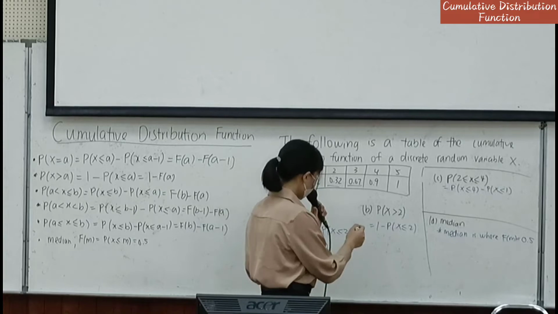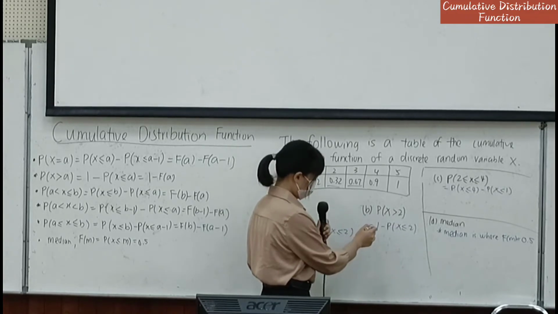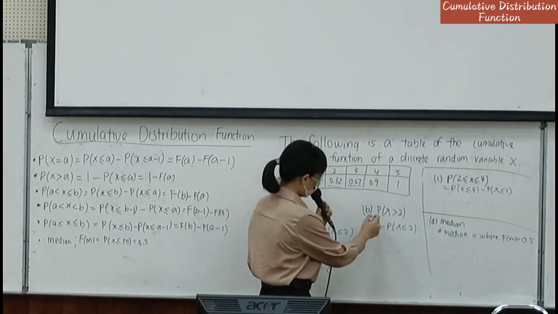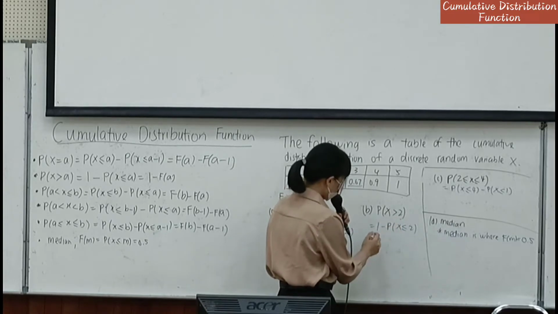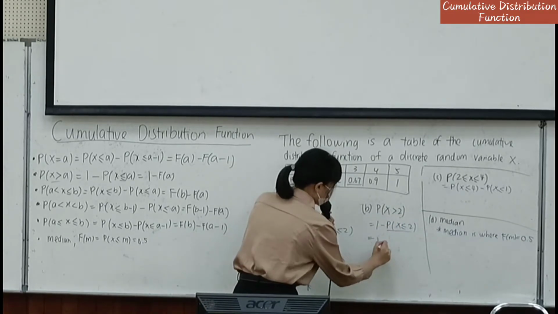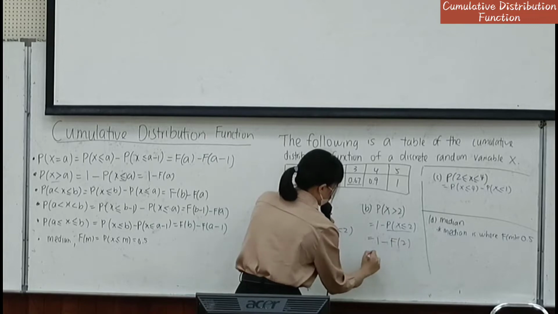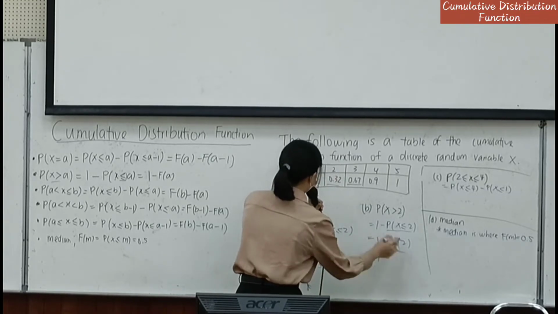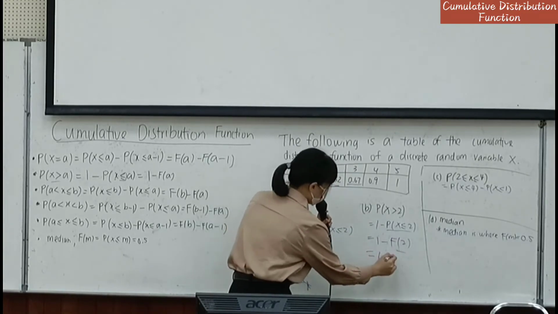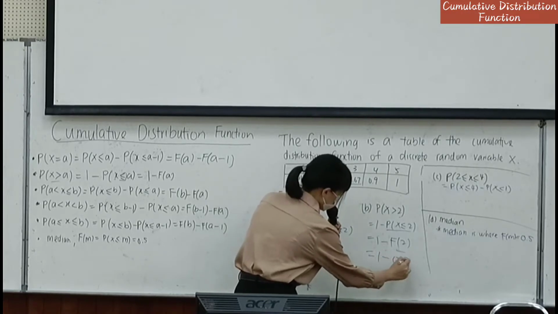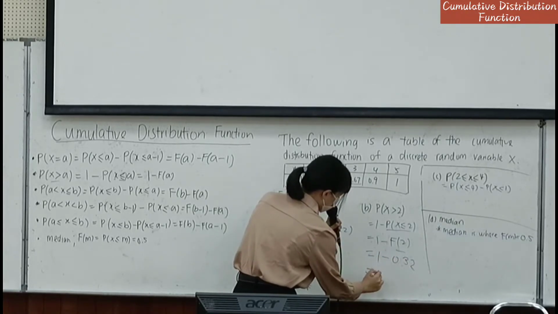The next question asks us to find the probability of x greater than 2. So we can use 1 minus the probability of x less than or equal to 2 to find the answer, which is equal to 1 minus F(2). So we can get F(2) from the table, which is 0.32, and in the end we will get the answer 0.68.